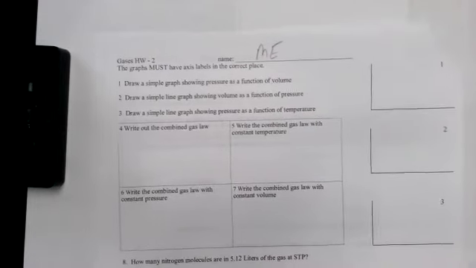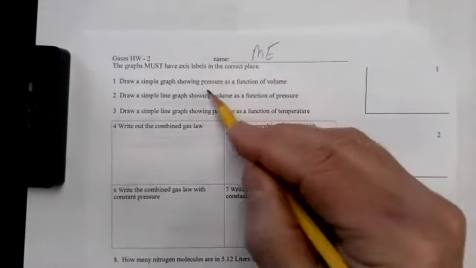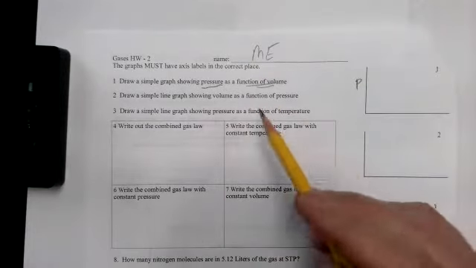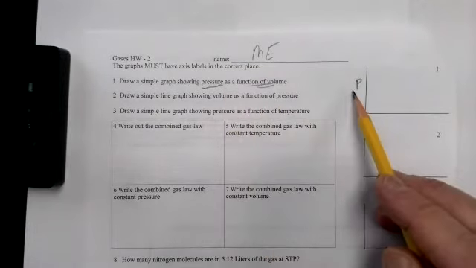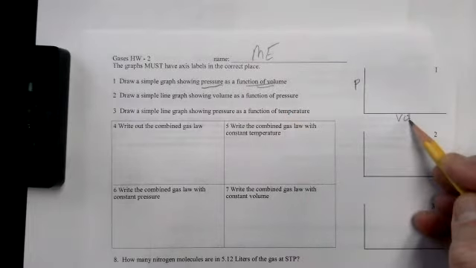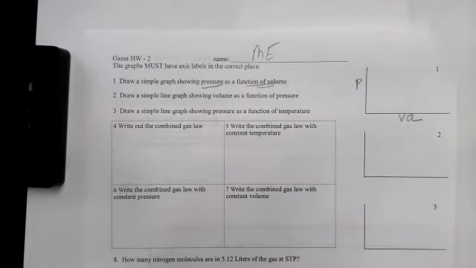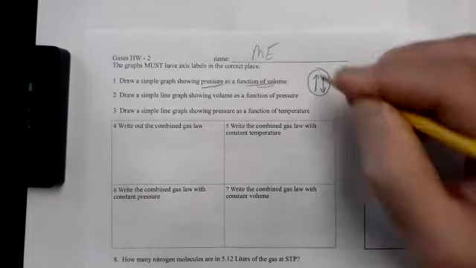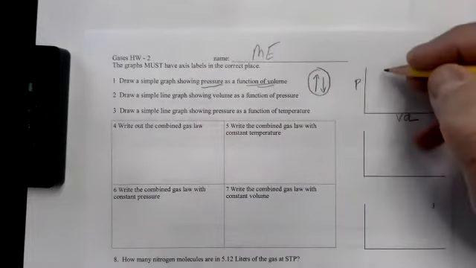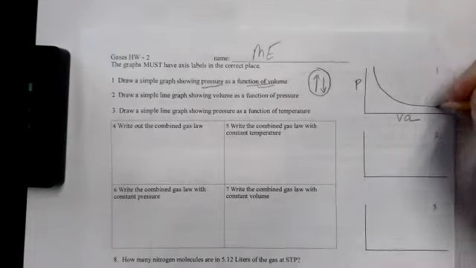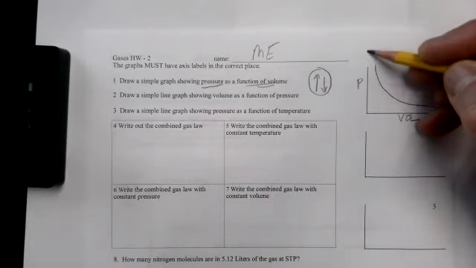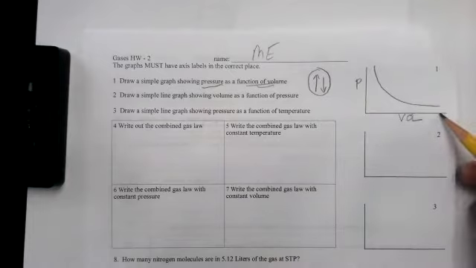Number 1, we're going to draw a simple graph showing pressure as a function of volume. So pressure is here. Whatever word comes first goes on the y-axis. Volume. Pressure and volume are what we call inversely proportional, so the graph is going to look like this. It's going to curve. It's curvilicious. It never reaches 0, but it keeps going.